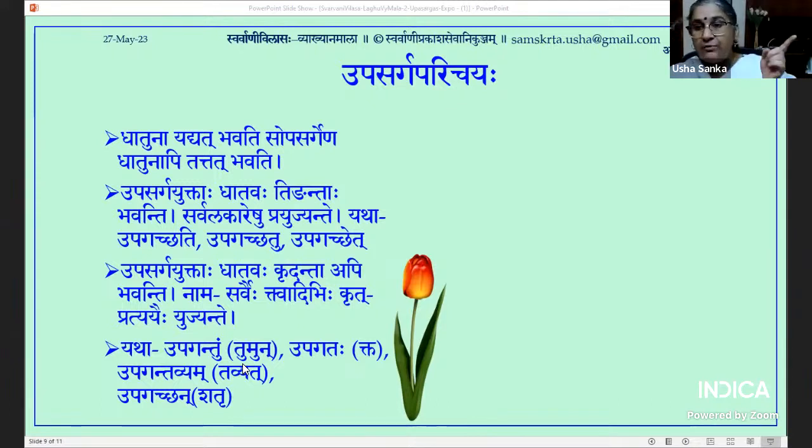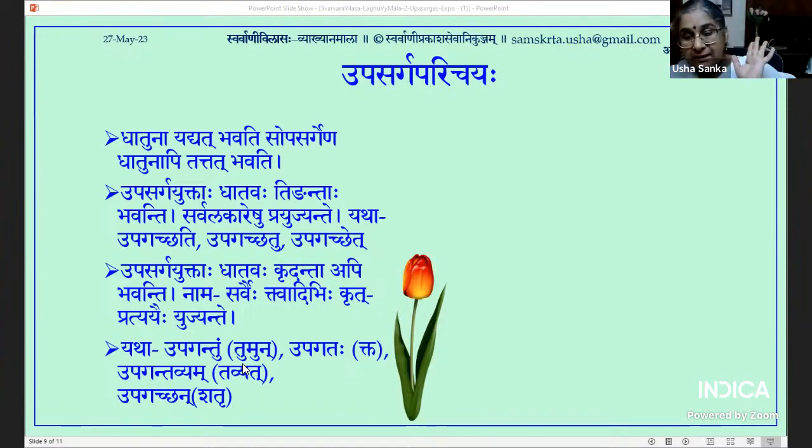So how many total forms are there? 24 plus 24 plus 24. Okay, 7 plus 1 into 3 is 24. Then 24, then 24, in the 3 lingas. So how many forms total can you count? 72, I think it comes. Right? 72 forms it comes. So be ready for that.